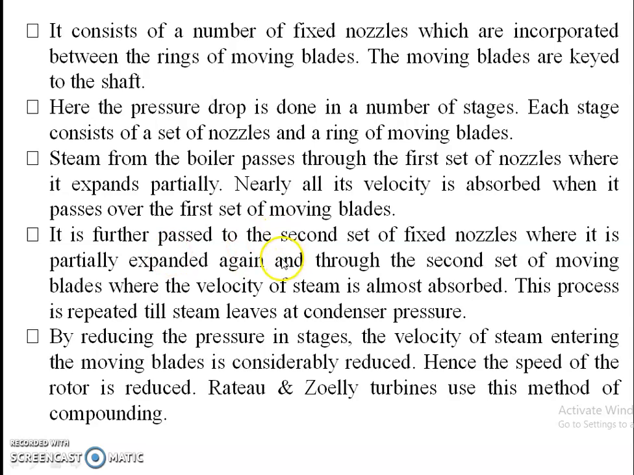It is further passed to the second set of fixed blades where it is partially expanded again, and through the second set of moving blades where the velocity of the steam is almost absorbed. This process is repeated till the steam leaves at condenser pressure. By reducing the pressure in stages, the velocity of the steam entering the moving blade is considerably reduced. Hence the speed of the rotor is reduced. This type of turbine is a Rateau or Zoelly turbine.